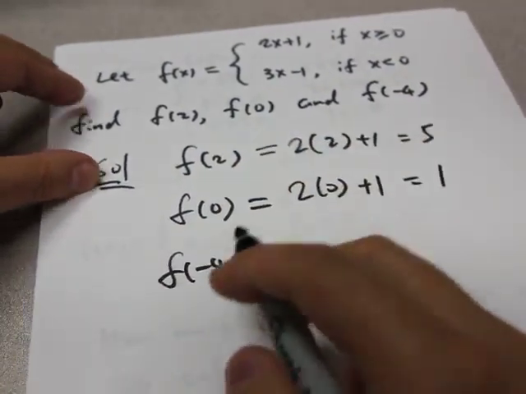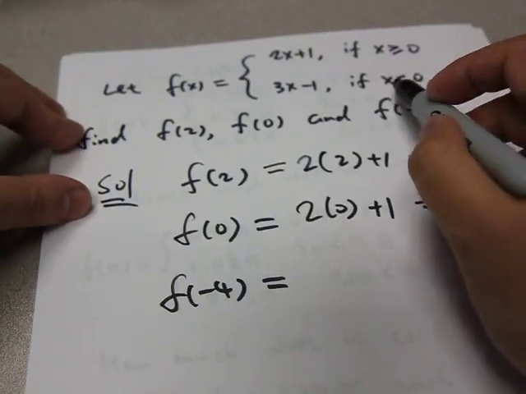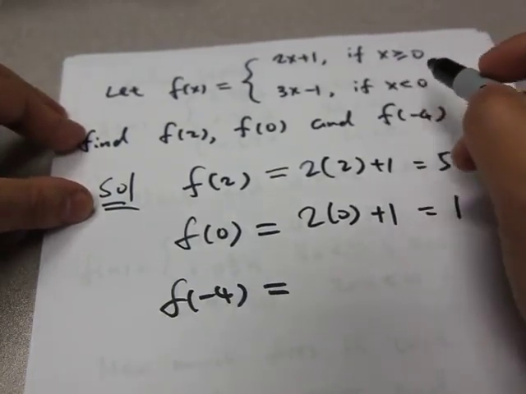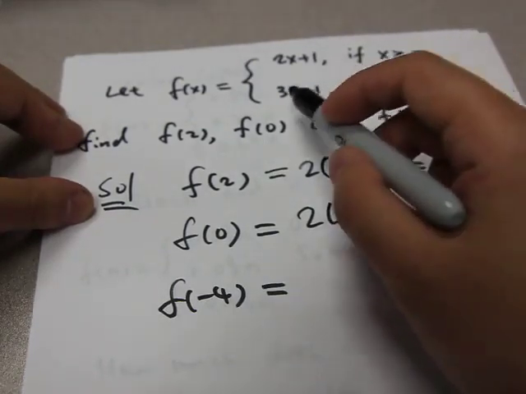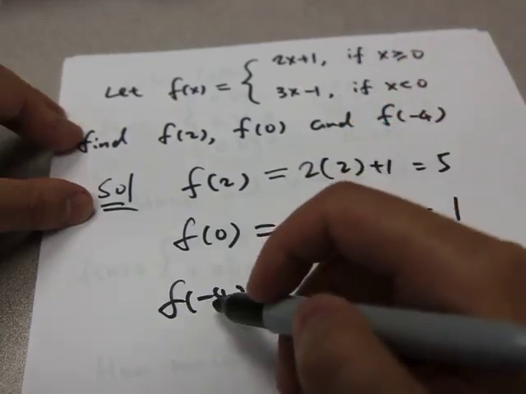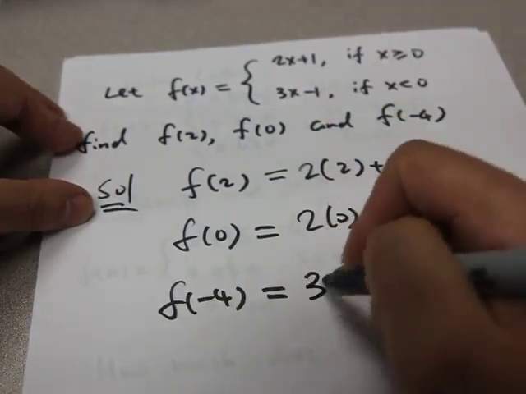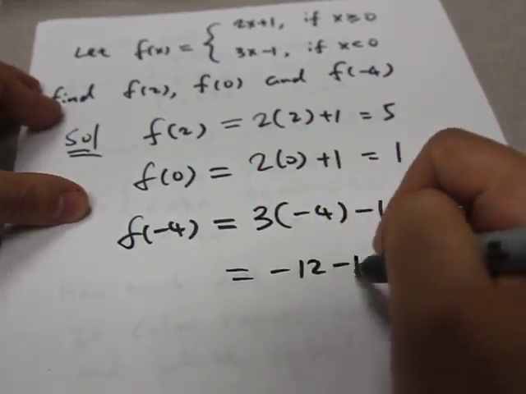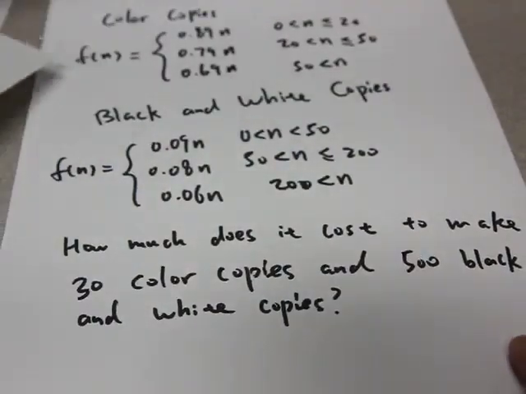Now, when we evaluate the function at -4, because -4 is smaller than 0, and according to this condition, if x is smaller than 0, we should use the second equation. So this time we substitute -4 for x into the second equation. So the answer is -13. Okay?